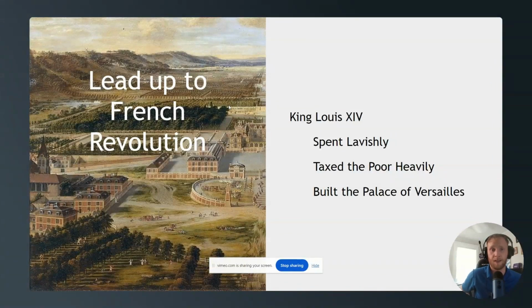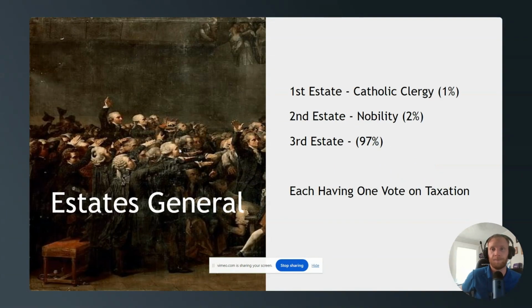To pay for this, he taxed the poor heavily. And by heavily, I mean 97% of the taxes were on the poor. And a lot of it came down to just this building of the Palace of Versailles, right?